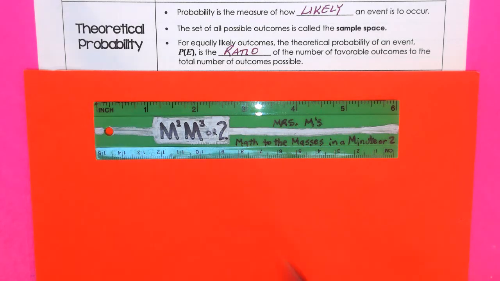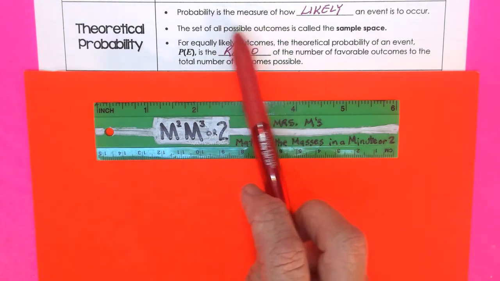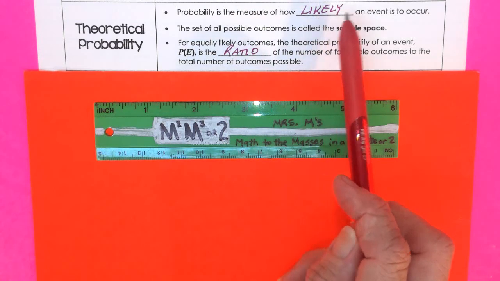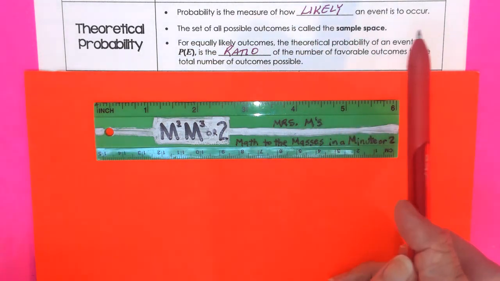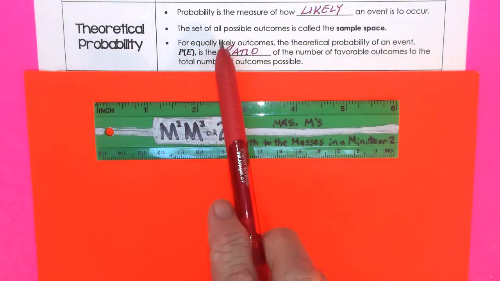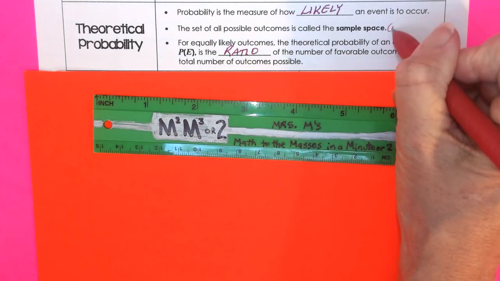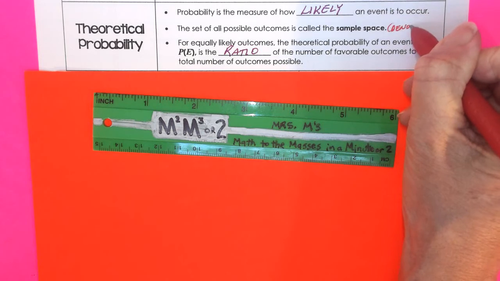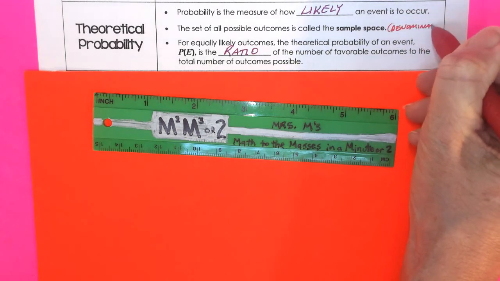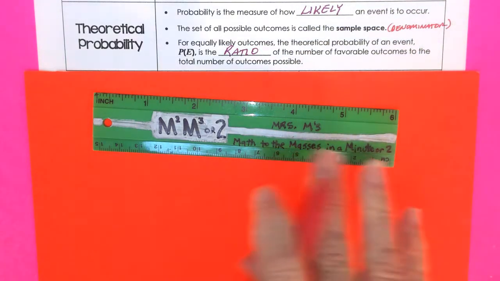So this says probability is the measure of how likely an event is to occur. This is rehashing what we've done in another video. The set of all possible outcomes is called the sample space. And remember, that always goes in our denominator. So I'll write that in. Remember, push pause if you want to write some notes of your own.